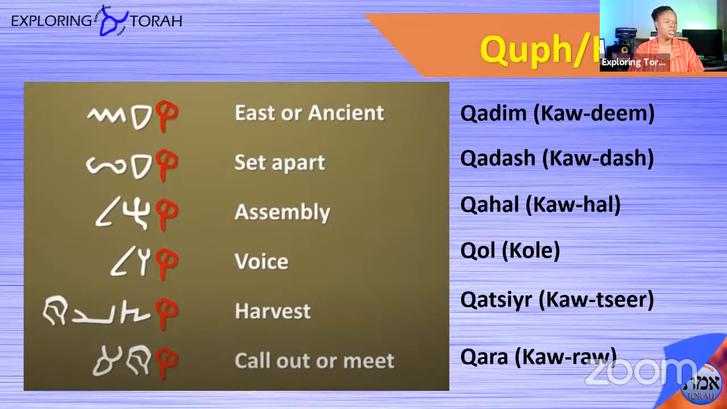The first one is Qadim, which means east or ancient. The next one is Kodash, or some persons will say Kodesh, or if you think of the Ruach HaKodesh, the Holy Spirit, that's where that word is coming from. It means set apart. Quahal, which means assembly. Kol, which means voice. Quatsir, which means harvest. And Quara, which means call out or meet. Notice at the beginning of all these words, you're going to see the kuf giving you that qua sound at the beginning of those words.